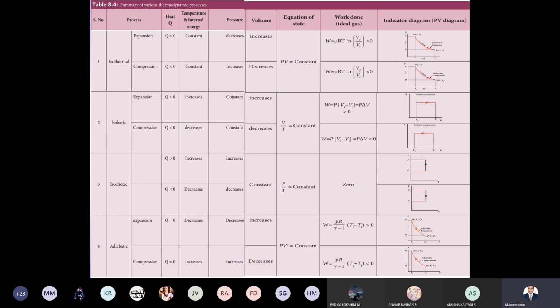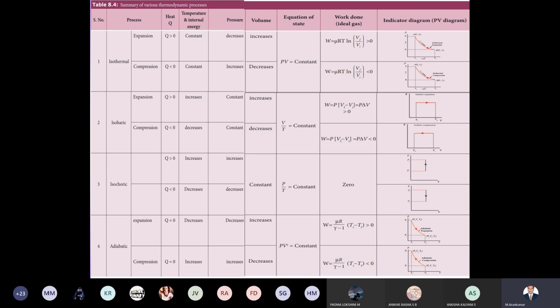So in the last class we stopped here. For the various processes, we look at the heat transfer, the equation of state, the work done, and the PV diagram of the process. So first, what is an isothermal process? An isothermal process is a constant temperature process. Thermal means temperature, iso means constant. So isothermal means a constant temperature process.